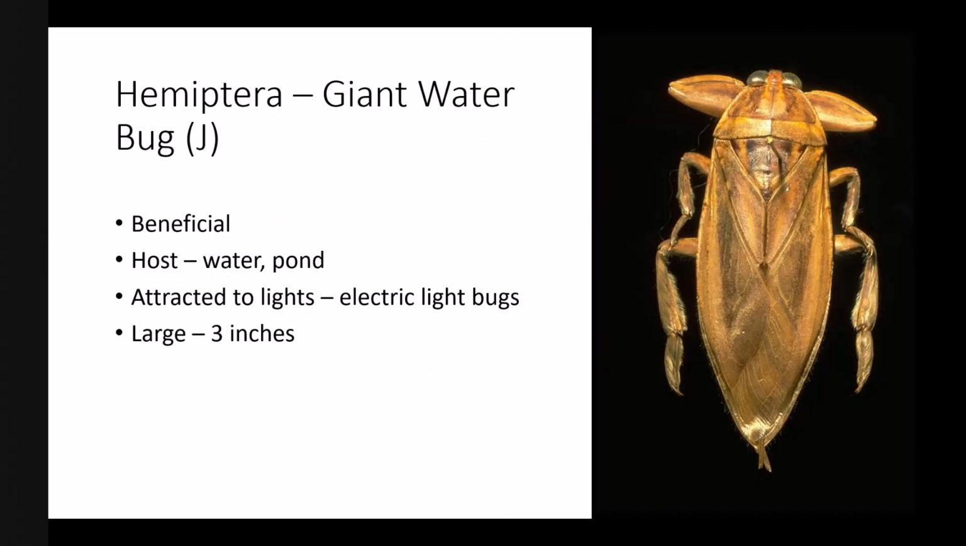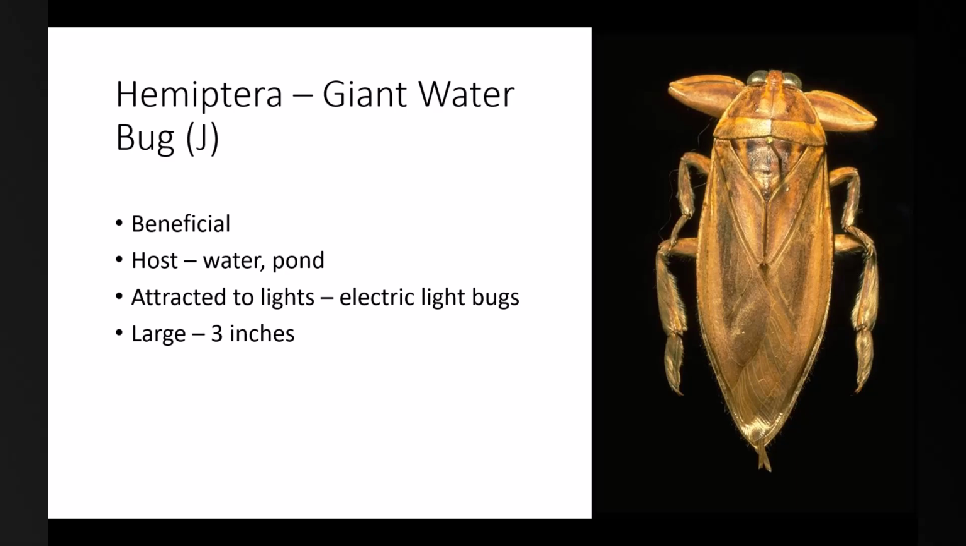Giant water bugs are another aquatic beneficial hemipteran. These are going to be found in water, particularly in ponds. They are attracted to lights, and so a lot of people may call them electric light bugs. They are very commonly found at gas stations where the lights are left on all night, a movie theater, ball fields where there's big bright lights, especially if there is a body of water close by.